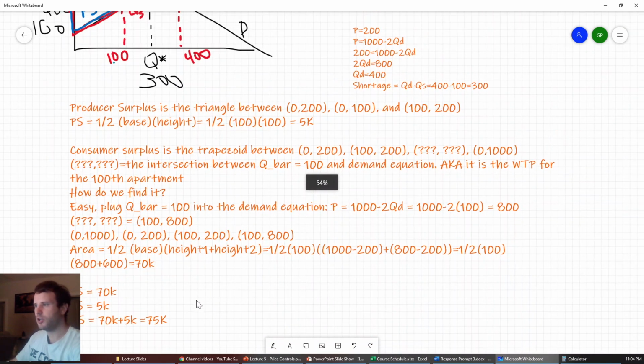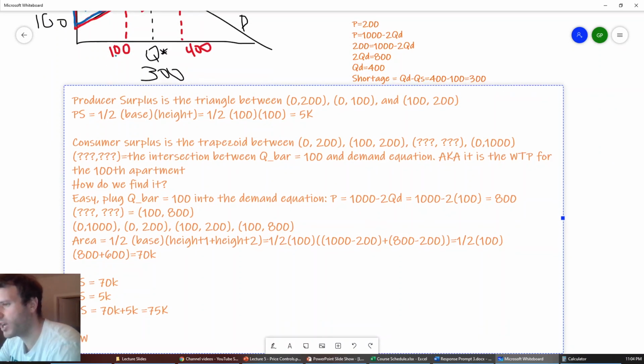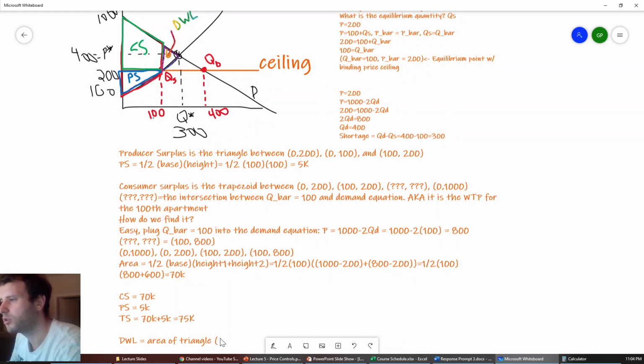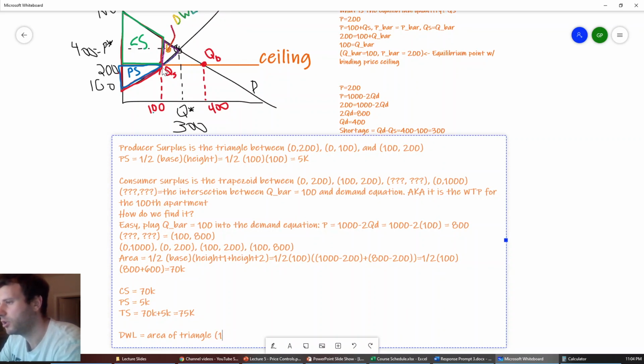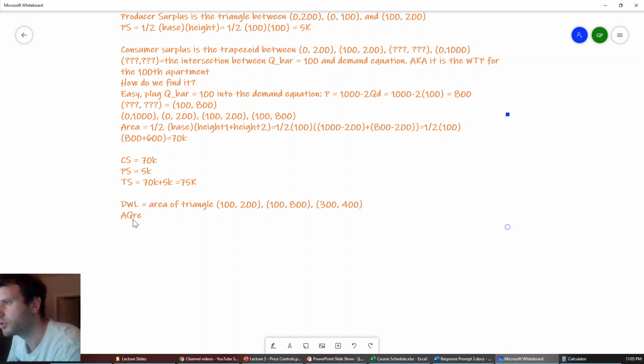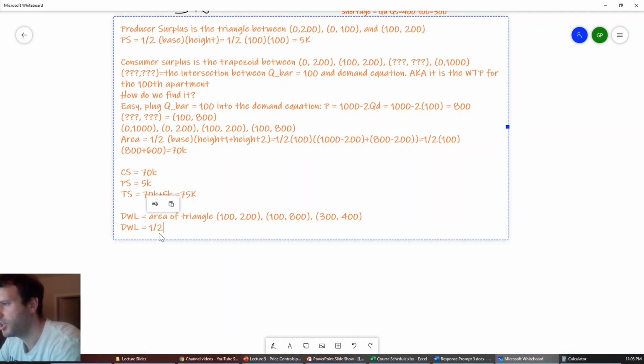So we could do it straightforwardly: deadweight loss is equal to the area of the triangle between this point here of (100, 200), this point up here of (100, 800), and this point over here of (300, 400), okay? So that's going to be the area, DWL equals 1/2 base times height.